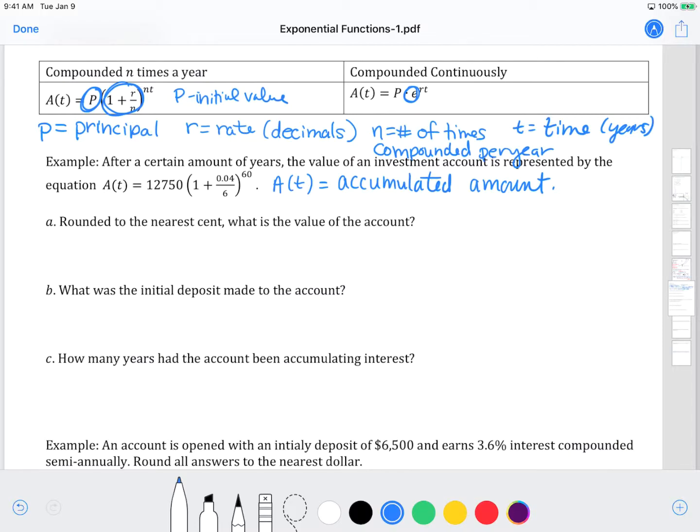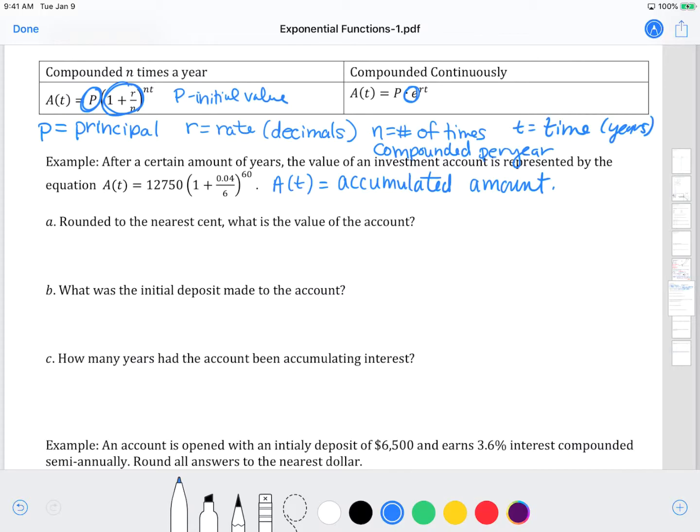So for example, if I put $10, just for a nice simple example, into my bank account and I earned $1 in interest, at the end of that month, my accumulated balance would be $11 because it's whatever I had in there previously plus my interest. So that is the accumulated amount.